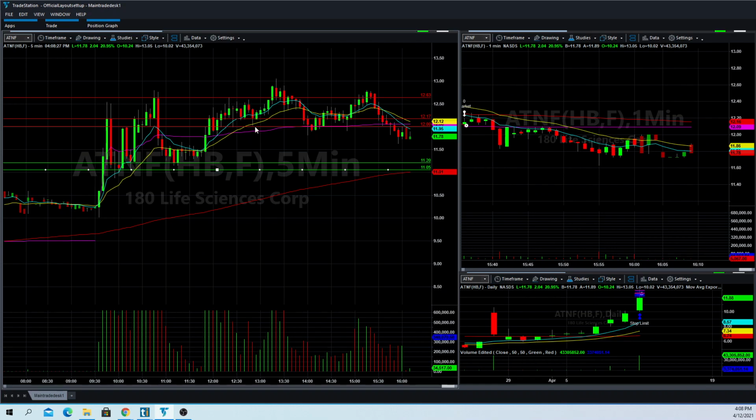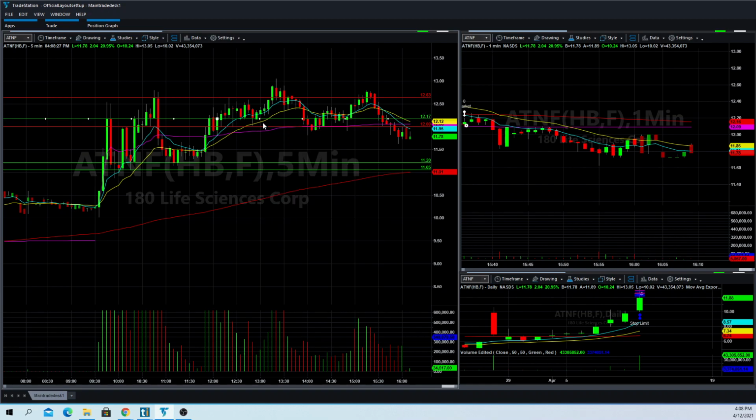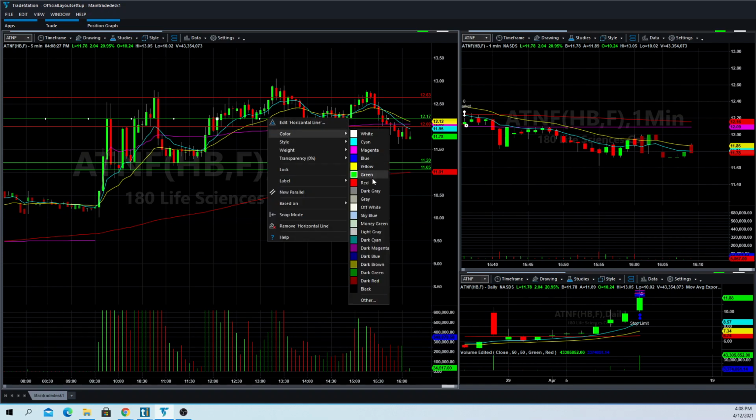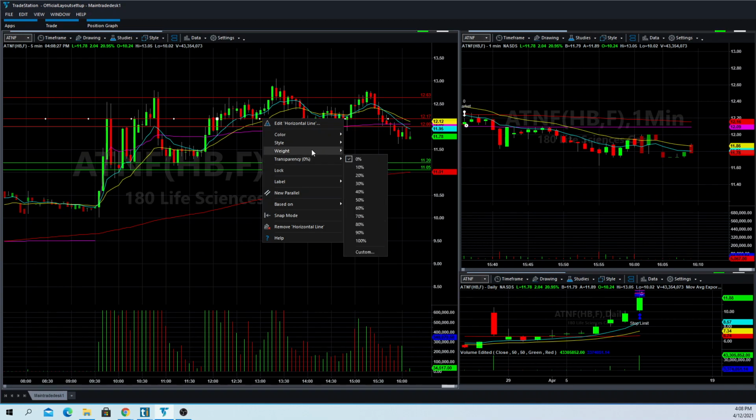Then it came back down here. Now this previous resistance, look at it. This was red before. This previous resistance turned support.